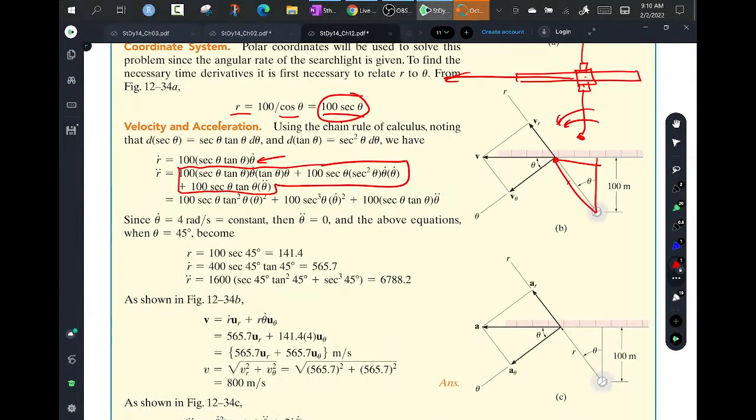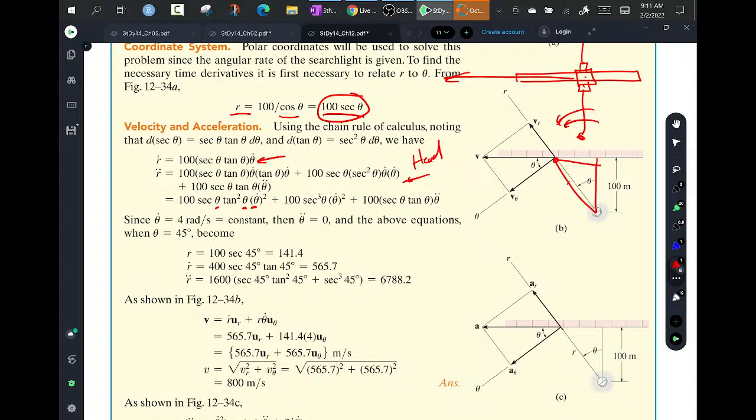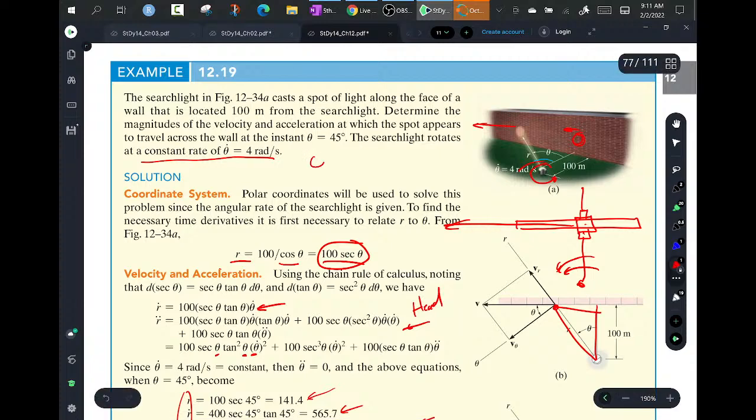But once you get through this headache, then you're just inserting the theta, the theta dot, the theta. You're just inserting everything. And that's what he does here. He comes up with 3 values. And so your focus is to find those 6 values. And of course, back here you have theta dot equal to 4. It's constant, so theta double dot equals 0.